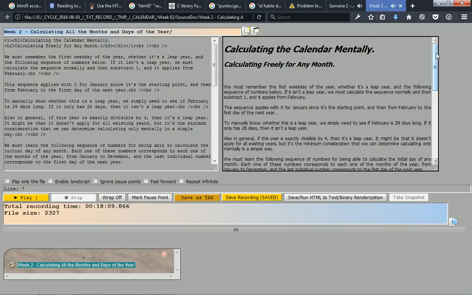Calculating the calendar mentally. Calculating freely for any month. We must remember the first weekday of the year, whether it's a leap year, and the following sequence of numbers below. If it isn't a leap year, we must calculate the sequence normally and then subtract 1, and it applies from February. This sequence applies with 0 for January since it's the starting point, and then from February to the first day of the next year.